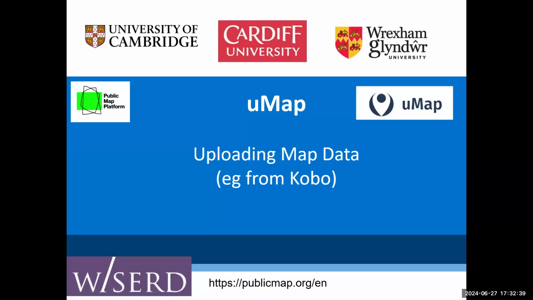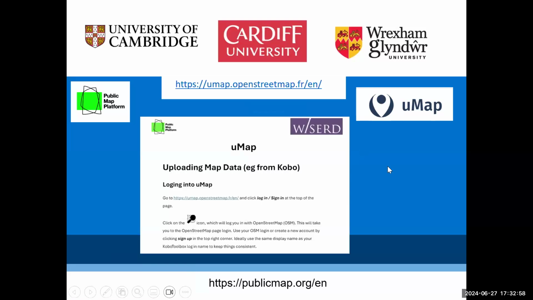In this training video, we'll be learning how to upload map data into uMap. In this example, we'll be adding data that we have downloaded from Kobo as a GeoJSON format. We will be following the handout uploading map data, which is available on the training website as a PDF.